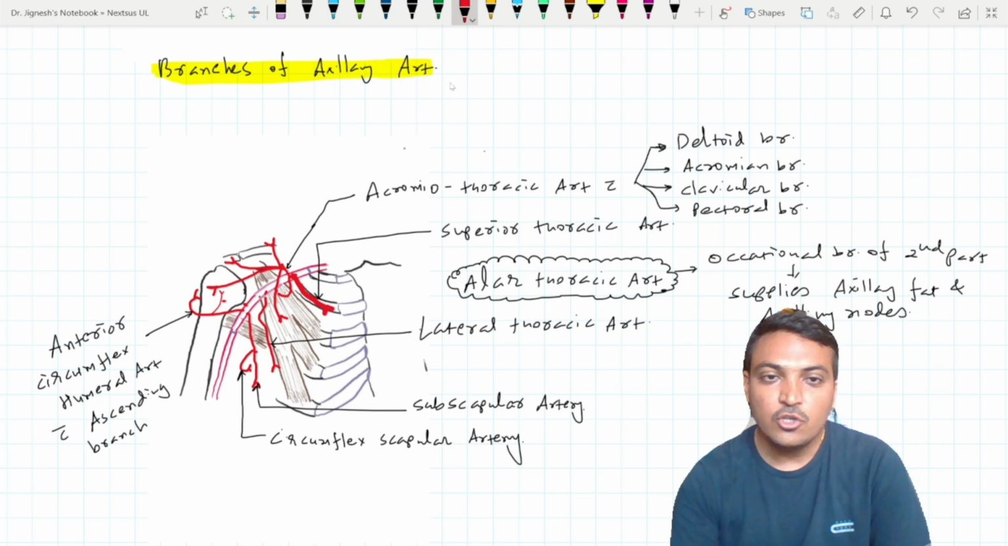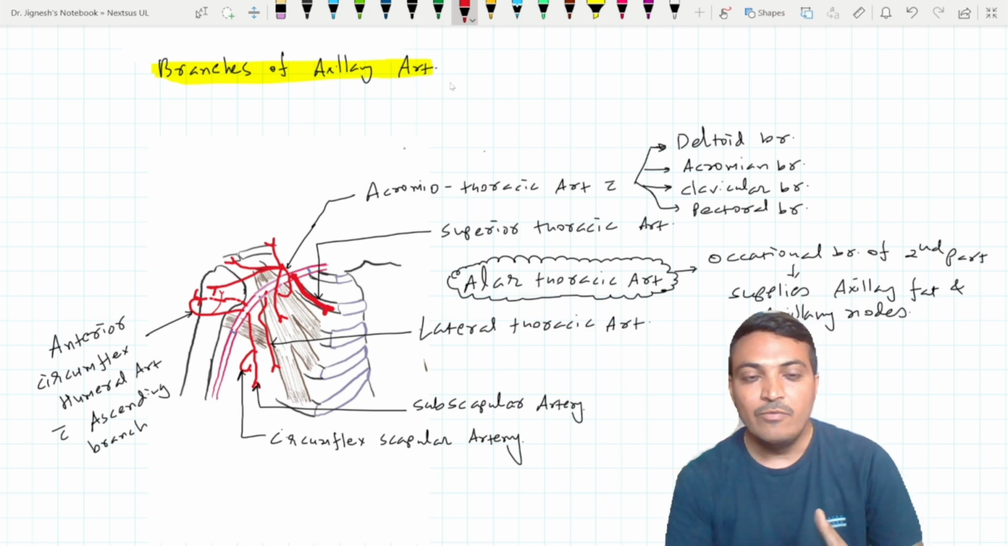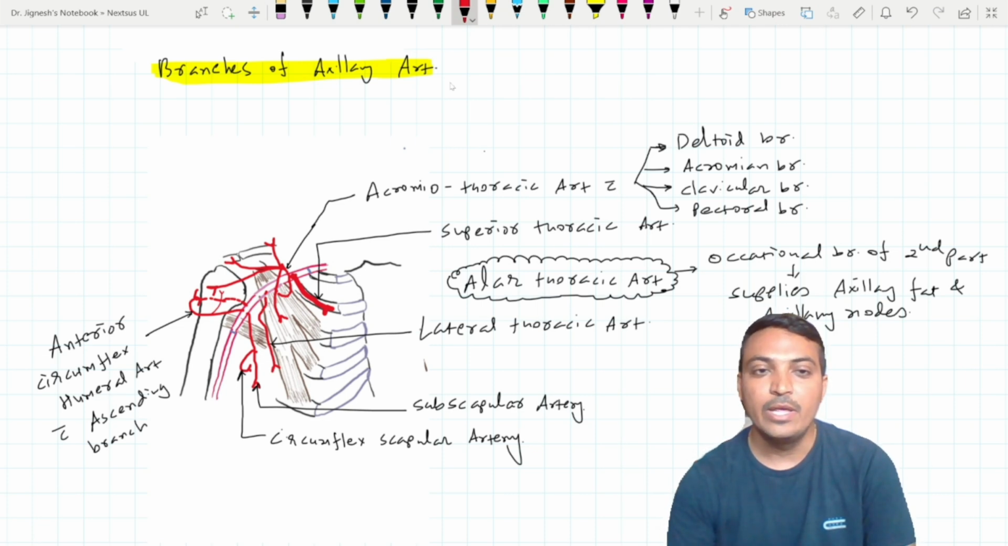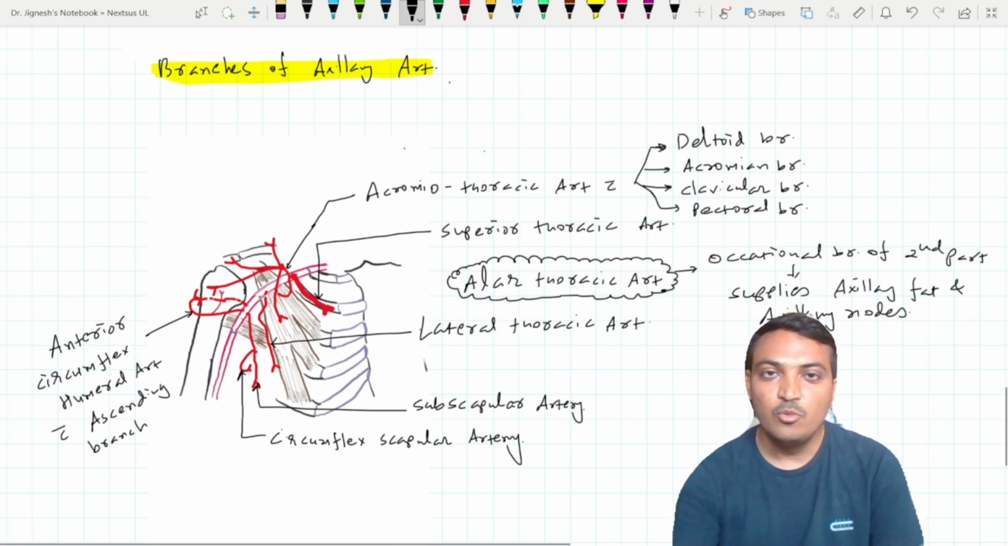The last branch of the axillary artery is the posterior circumflex humeral artery, which wraps around the surgical neck of the humerus from the posterior side and anastomoses with the anterior circumflex humeral artery. This posterior circumflex humeral artery runs along with the axillary nerve into the quadrangular space around the scapula.